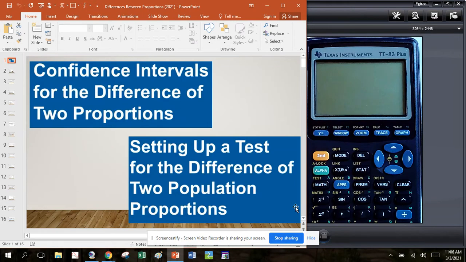Hey everybody. In this lesson, we're going to be looking at the difference of two proportions. So we're going to be looking at two things. We're going to be looking at the confidence intervals, like how we construct a confidence interval for the difference of two proportions, as well as setting up and carrying out a test of significance on those differences.